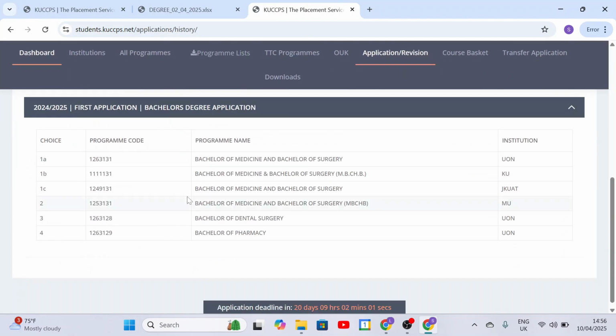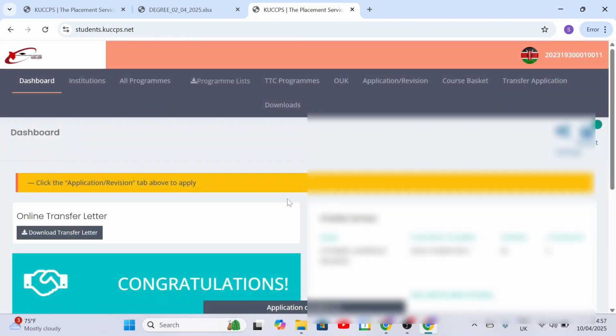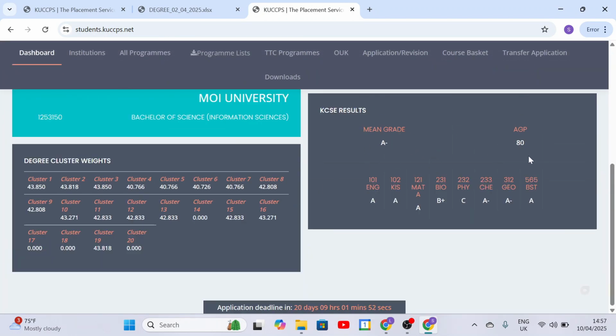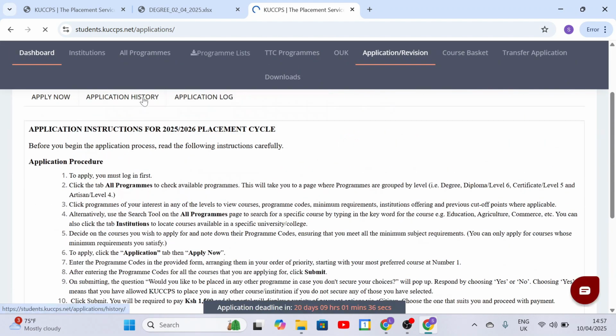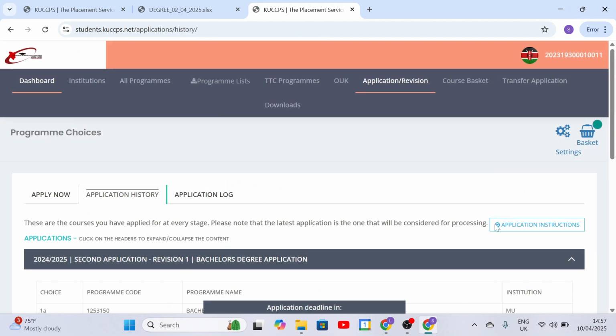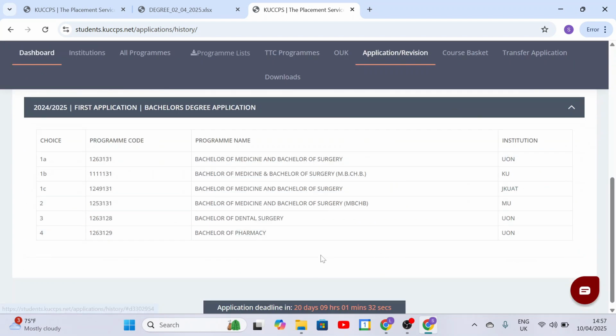This candidate had an A minus, or maybe for you to believe and not say, oh, you are lying to us, this candidate had an A minus of 80 points. You can see how he had performed. And for the medicine cluster, he had a cluster of 42.833. Let's see how he selected the subjects. So this is how he selected the subjects.